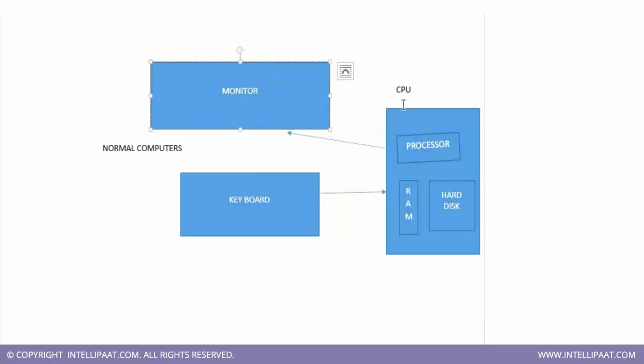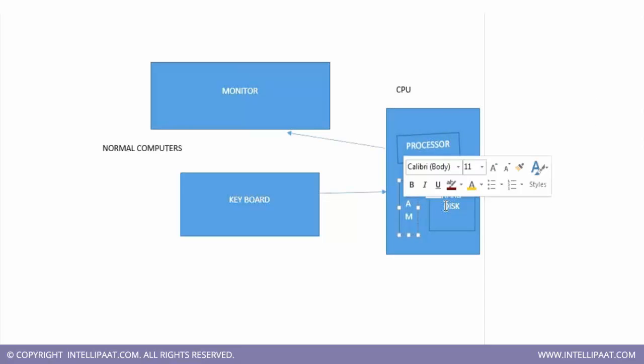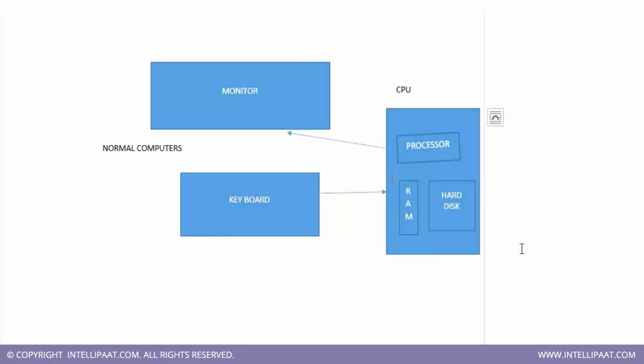And this is the very important part, the CPU. In the CPU, you have a processor, mostly Intel processors, like Core i5 and Core i6. And here there is a separate RAM and hard disk. If this is a very massive size, we can call it a server. So this is a normal computer, like a household computer or a laptop.